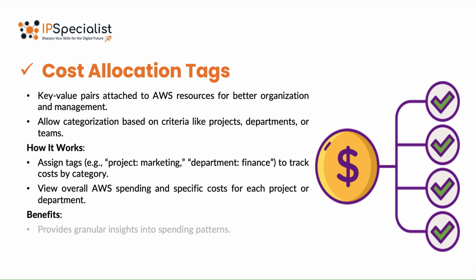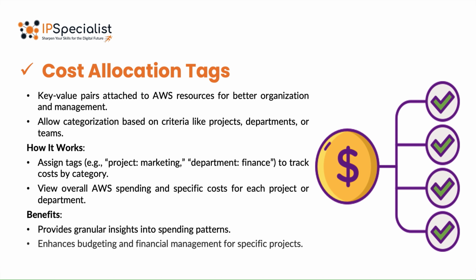Cost allocation tags help you understand your spending patterns on a more granular level. This information is invaluable for budgeting as it allows you to allocate cost appropriately and manage finances for specific projects more effectively.